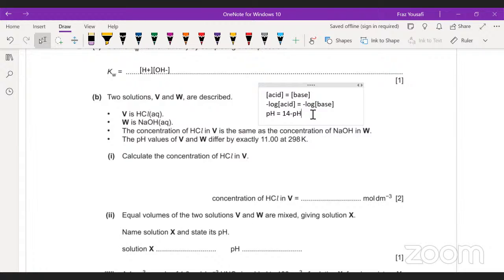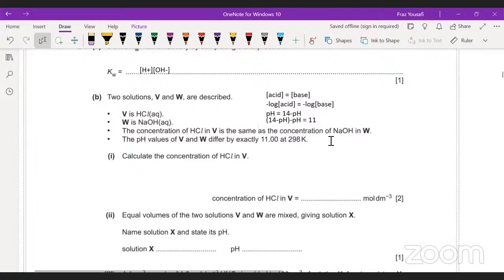This is what it will become, because log base is pOH, which is 14 minus pH, right? And so what we end up basically determining next is that, if pH represents the pH of your particular solution, then it would be the pH of your base, which is 14 minus pH, minus pH, meaning that of the acid, is equal to 11. The difference of the larger minus the smaller is equivalent to a sum of 11.